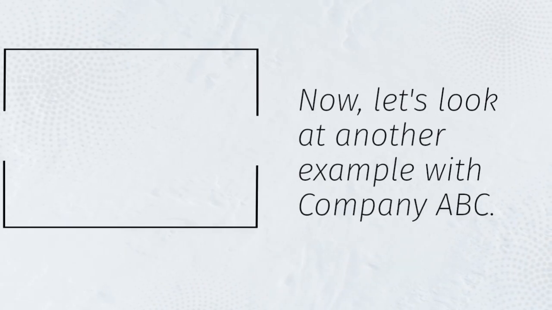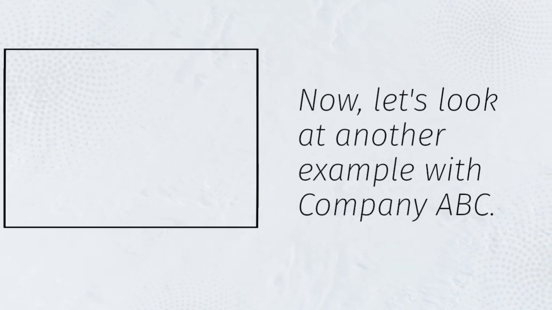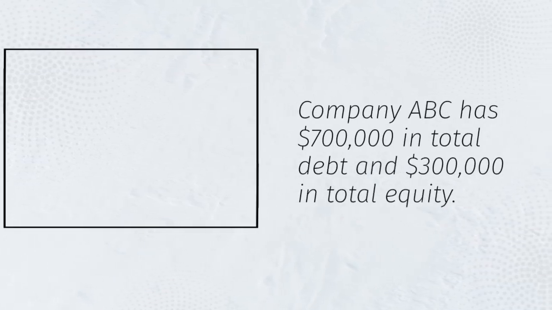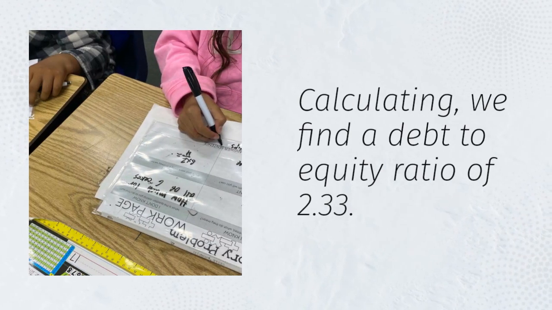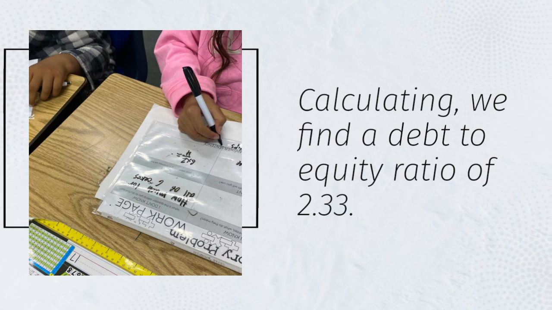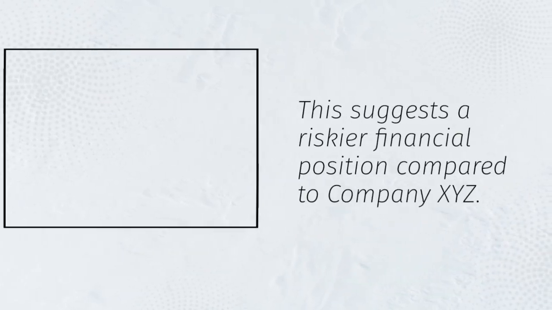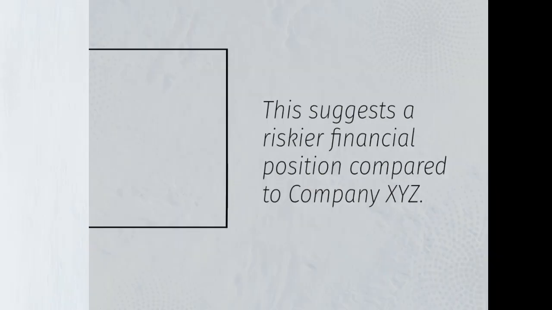Now, let's look at another example with Company ABC. Company ABC has $700,000 in total debt and $300,000 in total equity. Calculating, we find a debt-to-equity ratio of 2.33. This suggests a riskier financial position compared to Company XYZ.